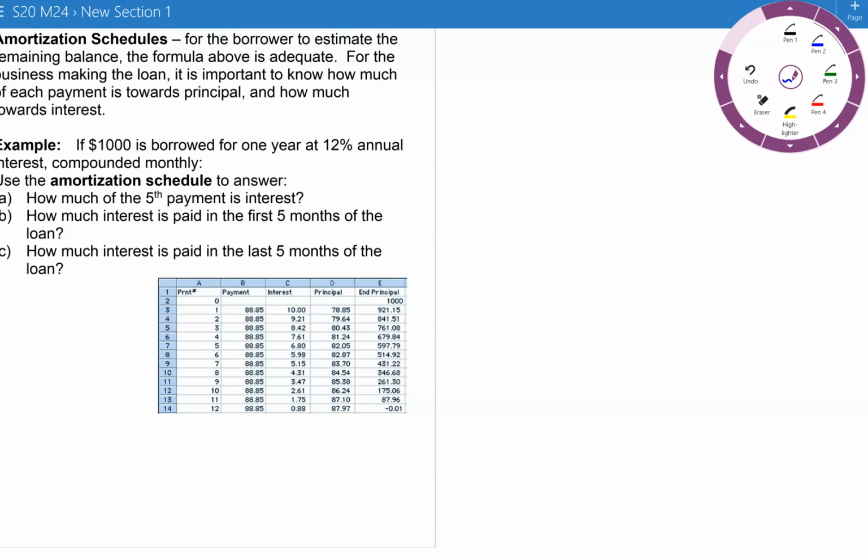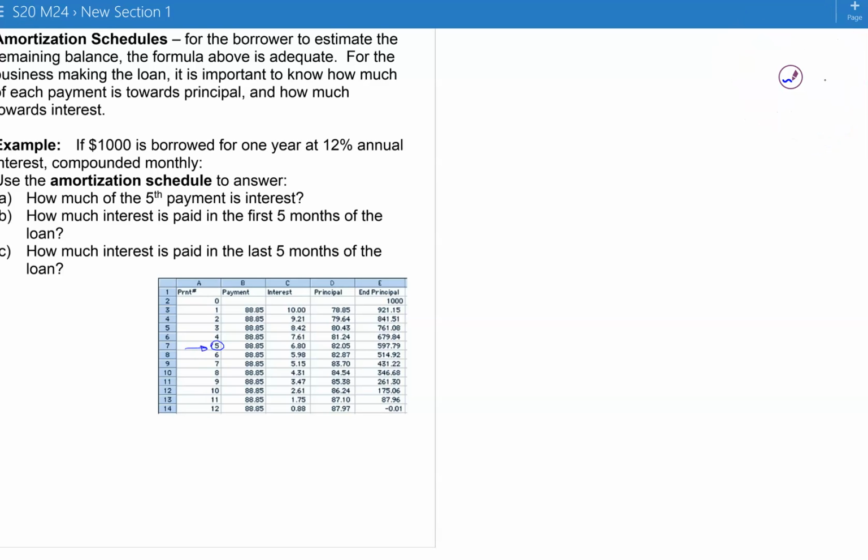So on this schedule, it was $1,000 that got borrowed for a year at 12% interest compounded monthly. So use the schedule to answer how much of the fifth payment is interest. So here's the row that's the fifth payment, and we just read it right off of the schedule, $6.80. And chances are really good that if you're going to go into finance or accounting, you will be making schedules. It's just a very, very common, useful tool.